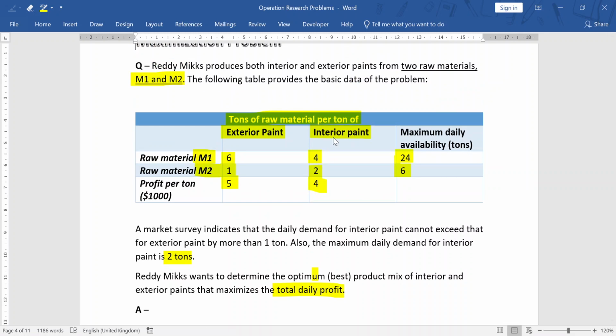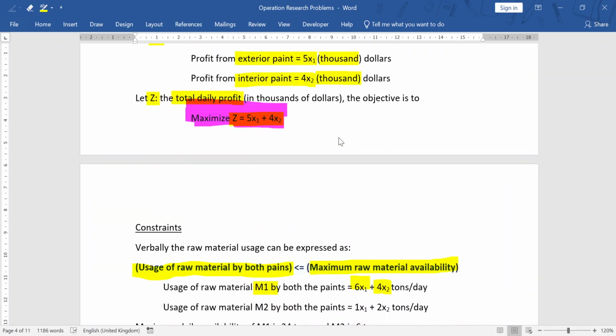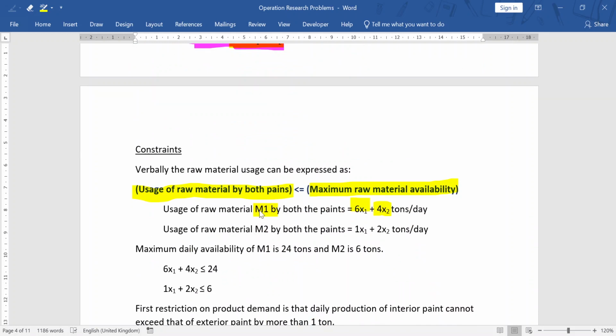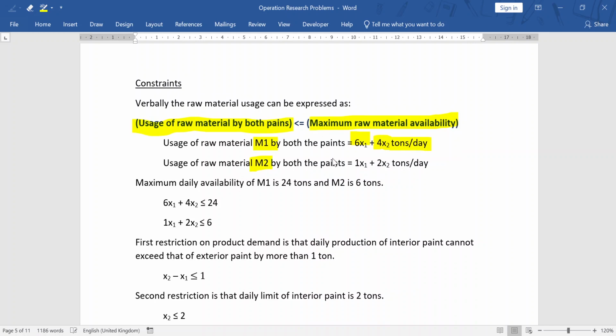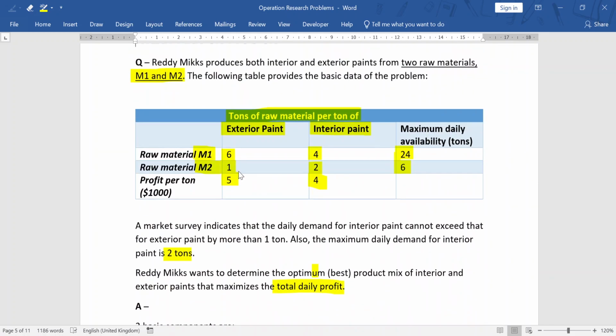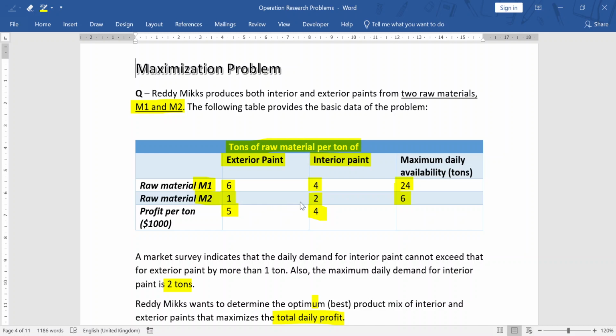So the number of tons of interior paint required is x2, and the number of tons of raw material M1 required per ton of interior paint is 4. So we get 4 into x2, which is the usage of raw material M1 required by both the paints. So 6x1 plus 4x2 tons per day.